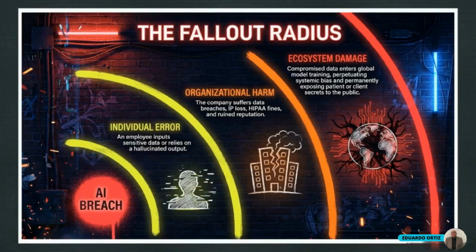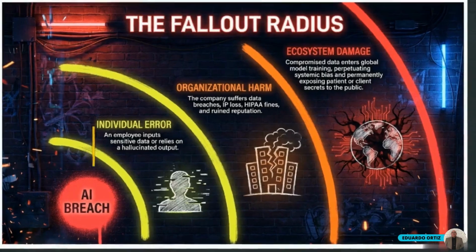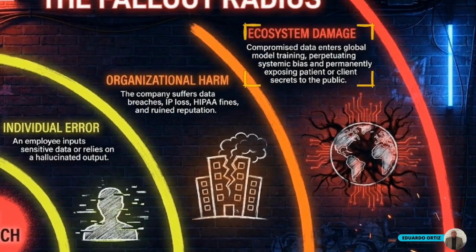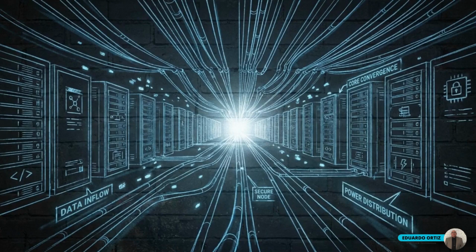This chart illustrates the fallout radius of an individual error. A single mistake rapidly scales upward. The outer red ring shows the final stage of compromise. Proprietary data enters the global model training pool, permanently exposing company secrets. A single unapproved prompt can lose control of that data forever, making it a permanent part of the machine.